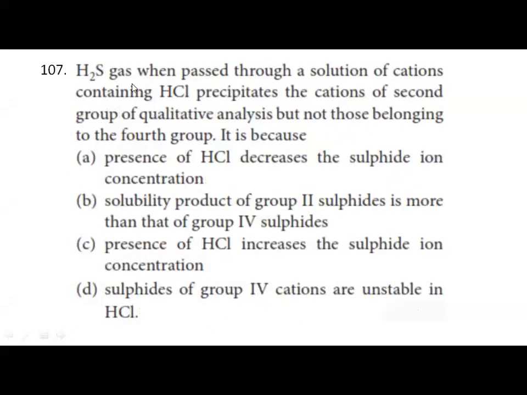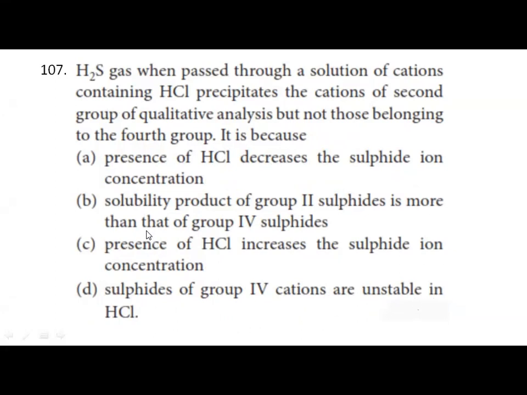Next question. H2S gas, when passed through a solution of cations containing HCl, precipitates the cations of the second group of qualitative analysis, but not those belonging to the fourth group. It is because the presence of HCl decreases the sulfide ion concentration. The solubility product of group 2 sulfides is more than that of group 4 sulfides. The presence of HCl increases the sulfide ion concentration. Sulfides of group 4 cations are unstable in HCl.